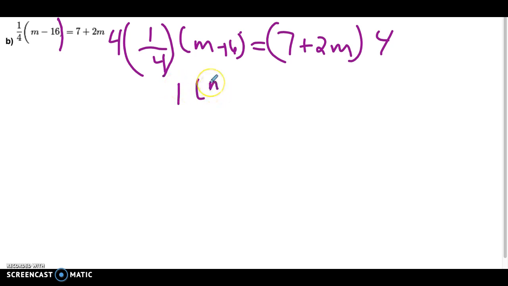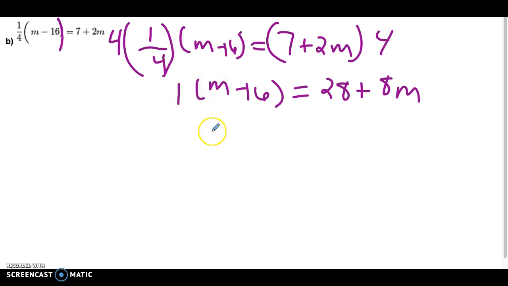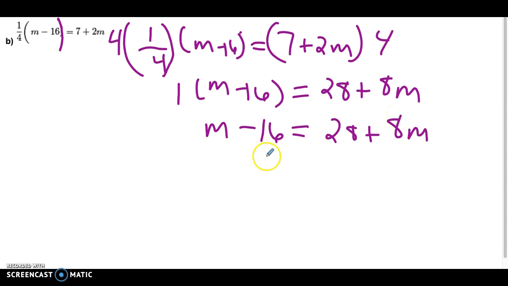So it's going to give me 28 plus 8m over here. Well, 1, if I distribute that, I'm just going to get 1 times n minus 16 is n minus 16 equals 28 plus 8m. I don't have any like terms on either side to combine, so I'm just going to take care of my m's. I'm going to subtract m from both sides.